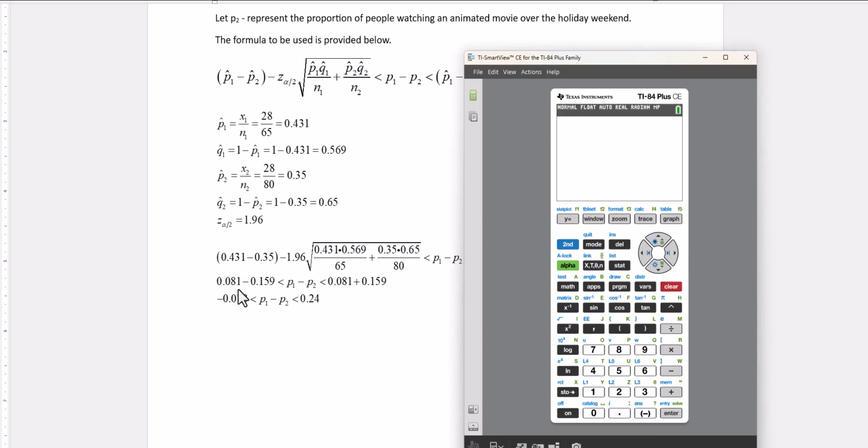So on the left side, we have 0.081 minus 0.159. On the right side, we have 0.081 plus 0.159. So now we simply subtract 0.081 minus 0.159. The left endpoint is negative 0.078, and the right endpoint is 0.081 plus 0.159, 0.24. And that is the estimated values.